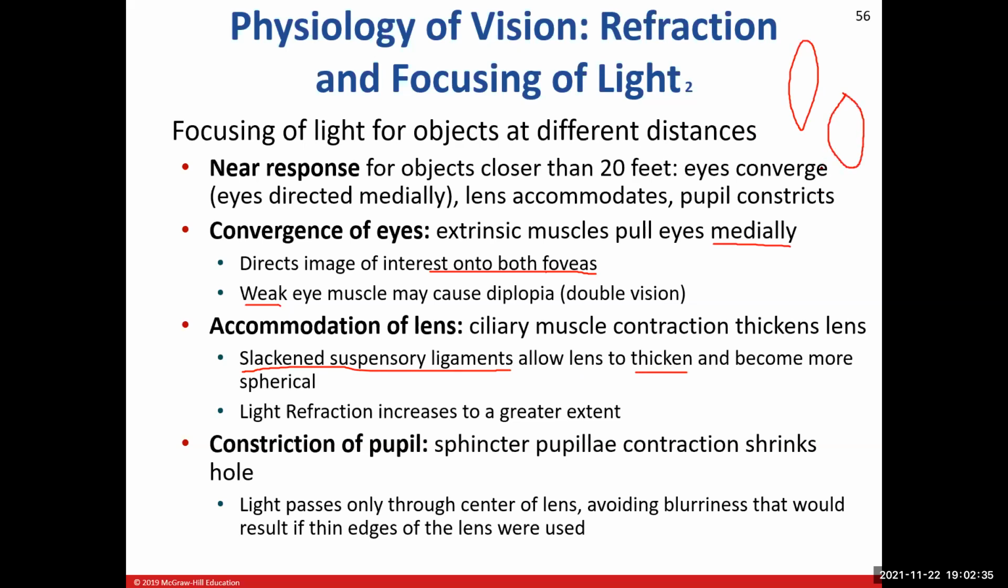Okay, it becomes thicker there. And what that does is that increases the amount of that bending of the light, gives us the ability to focus more. So we get more light refraction. Because ideally, again, we're always trying to get that image of whatever we're looking at right there on the fovea centralis. So this is another way that we're able to do that.